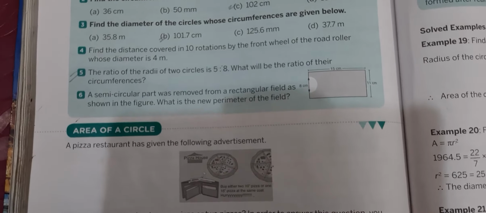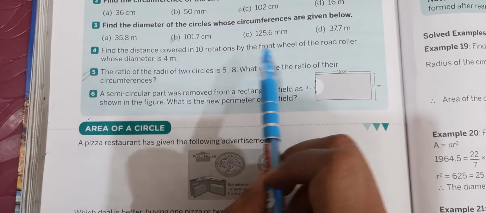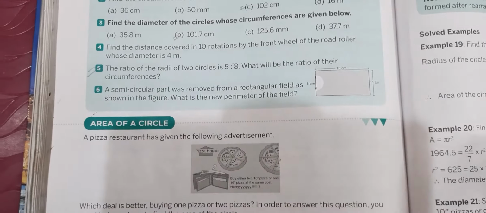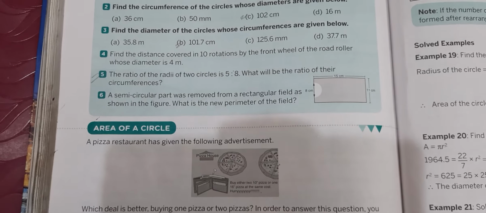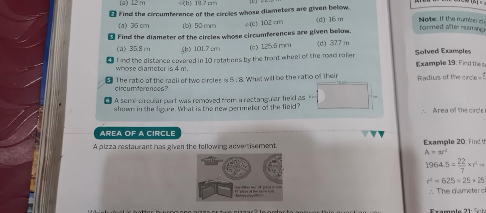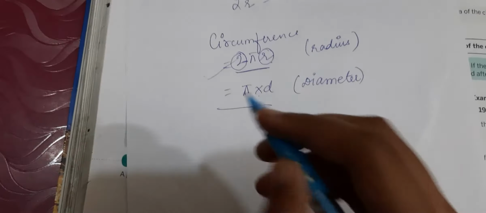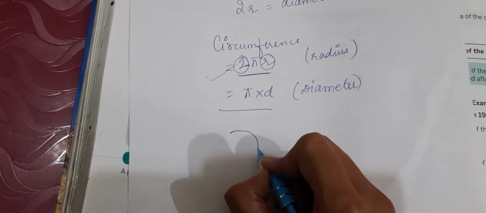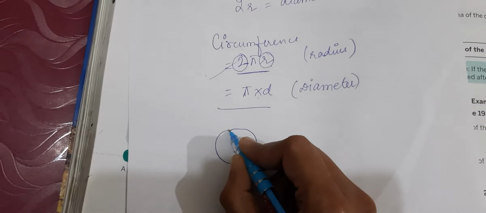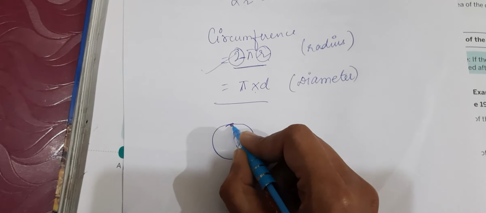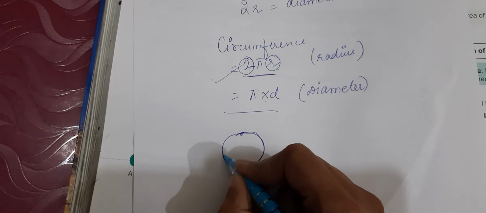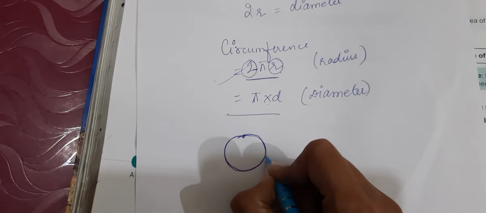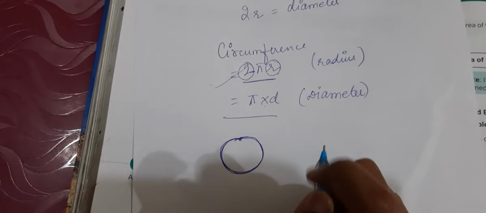Question number 4 is find the distance covered in 10 rotations by the front wheel of the road roller whose diameter is 4 meters given to you. Now you have to find the distance covered. I have just told you the distance covered by the wheel roller. Roller means the roller is going to start like this in a circular motion, and then he is going to come back at one point. So that means I need to find this distance, how much he has covered from starting to the ending point, and this distance of the circle is called the circumference.